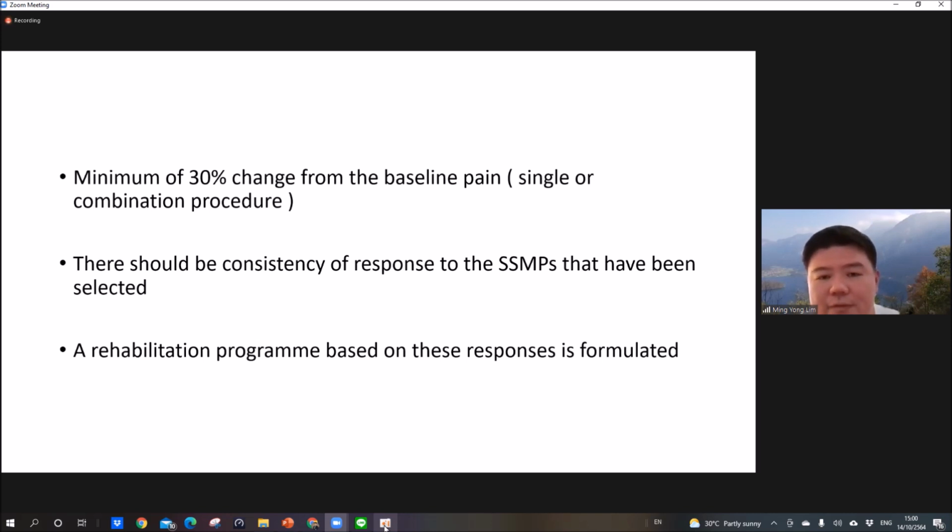After all these procedures, a minimum of 30% change from the baseline pain in a single procedure or a combination is required. There should also be consistency of response, meaning they test the SSMP at least twice and see whether it is consistent in the first and second visit. A rehabilitation program based on these responses is formulated after this.